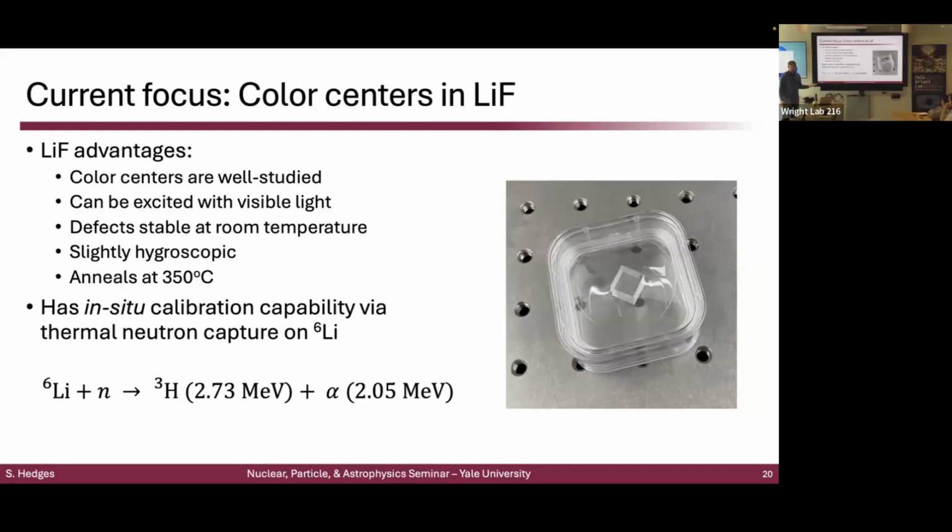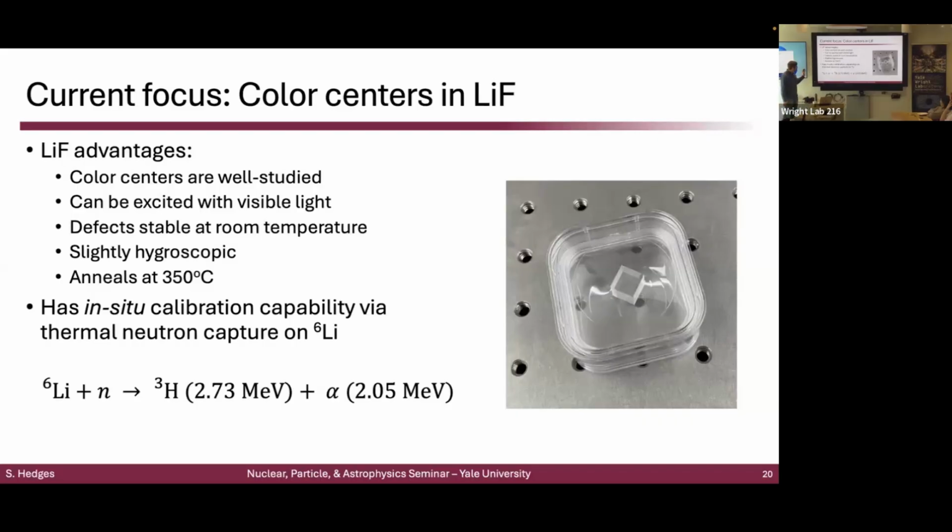The defects are stable at room temperature. The material is only slightly hygroscopic, which isn't true for some of the other materials, which means we don't need casings. We just need to make sure these aren't exposed to too much moisture. And then they anneal around 350 Celsius. So you can reset these crystals back to this pre-damaged state by heating them in something a little bit hotter than your home oven.